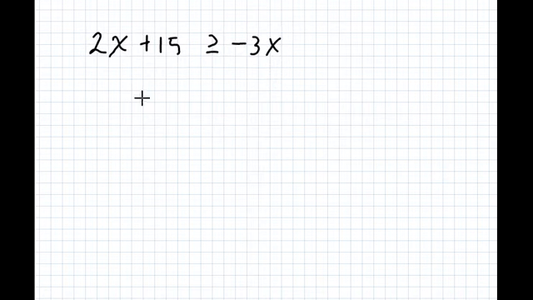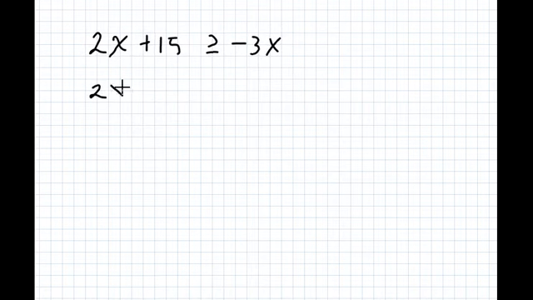Okay, let's see. Here's a good one here. 2x plus 15 is going to be greater than or equal to negative 3x. So the first thing I'm going to do here is take this negative 3x over to this other side, and we're going to do that by adding 3x to both sides.